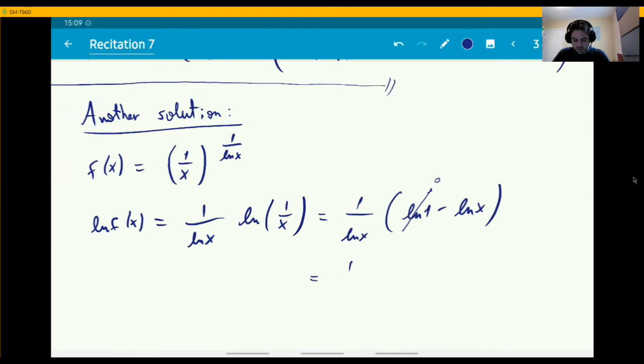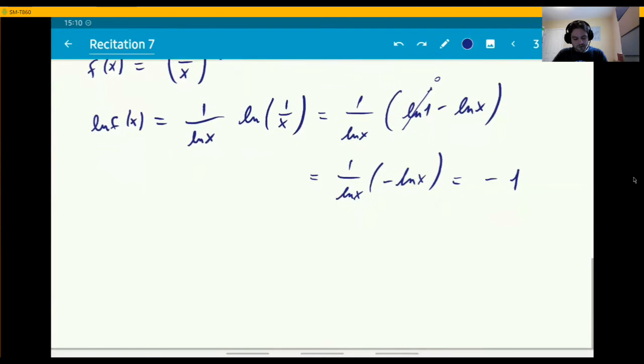So this is actually 1 over ln x times minus ln x, which is minus 1 if you cancel the ln's. In general, for x different from 1, ln x is different from 0. We are already assuming ln x is different from 0 in this problem because we have it in a denominator up here. So it's fine to cancel them, and you get to the conclusion that ln of f of x is actually equal to -1.